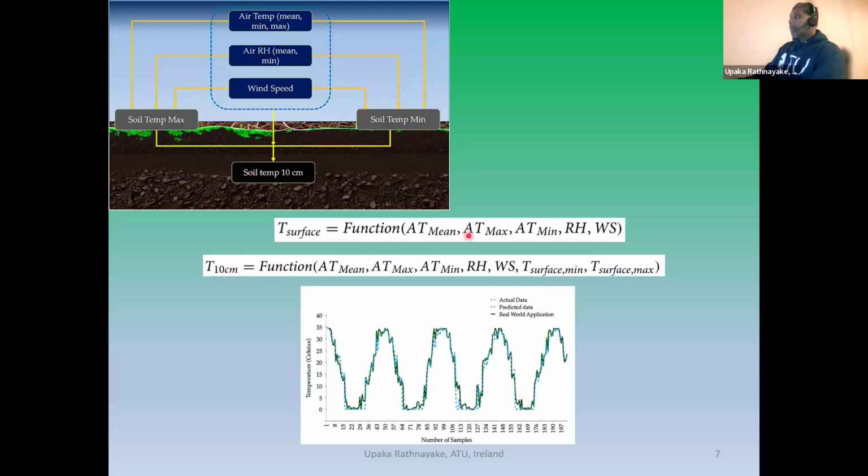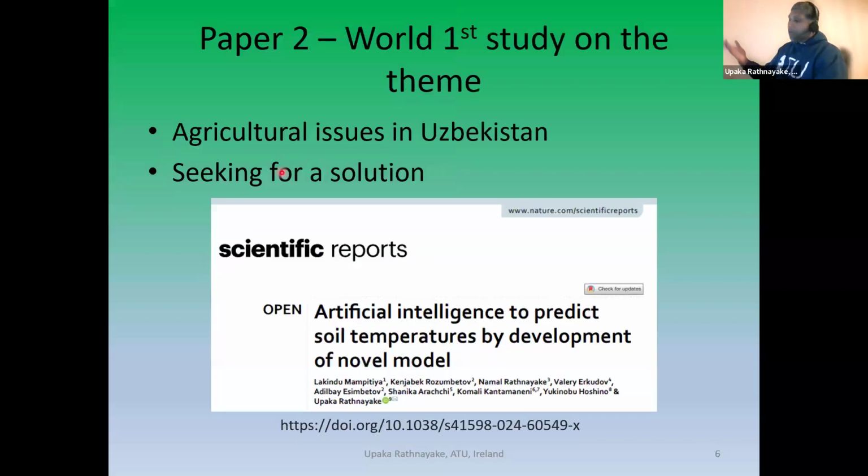And we formulated these mathematical equations using artificial intelligence, and we were able to predict and forecast the soil temperature levels at 10 centimeters. And you can see the outcome of that.